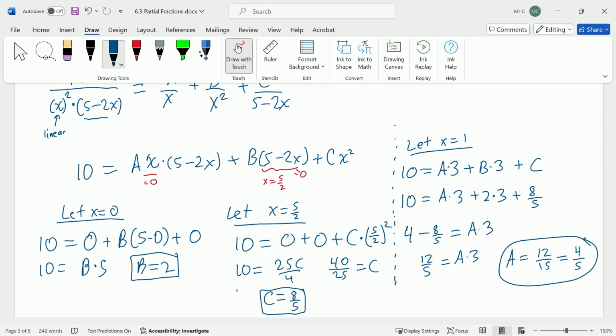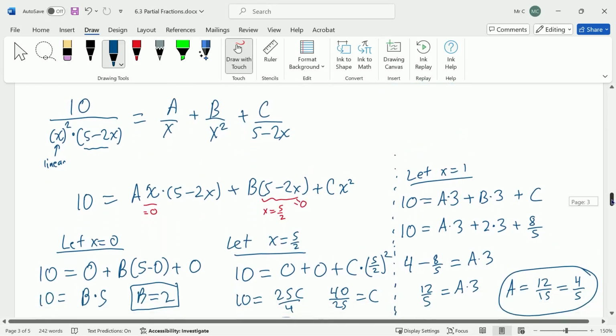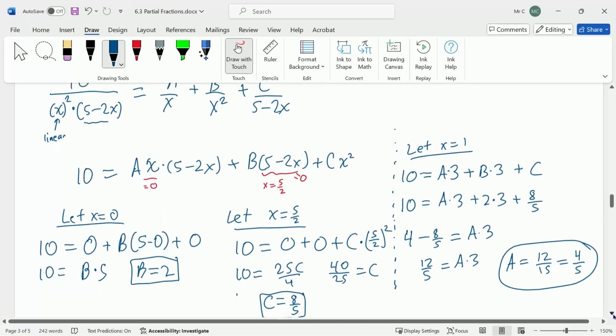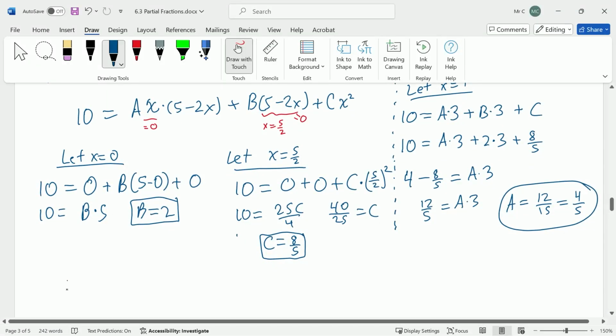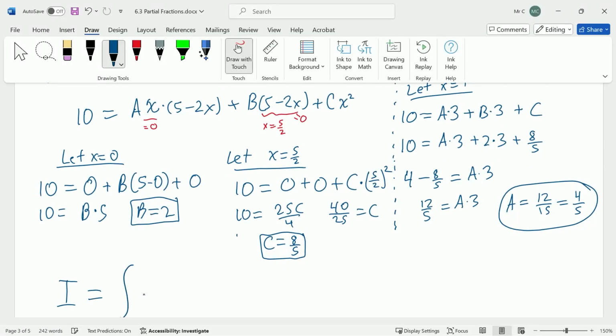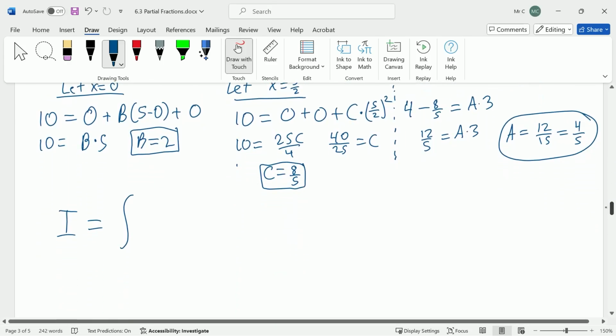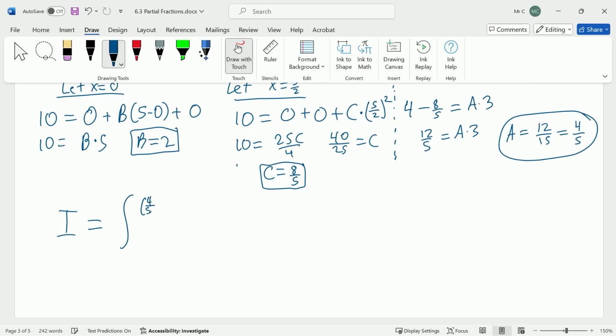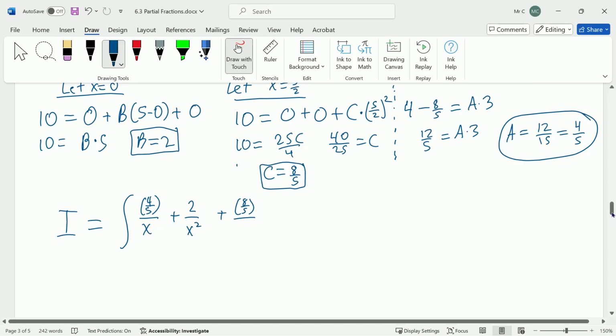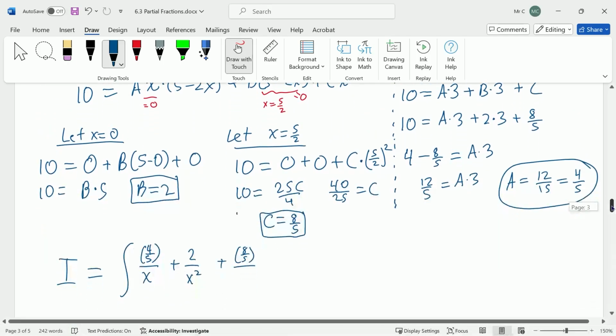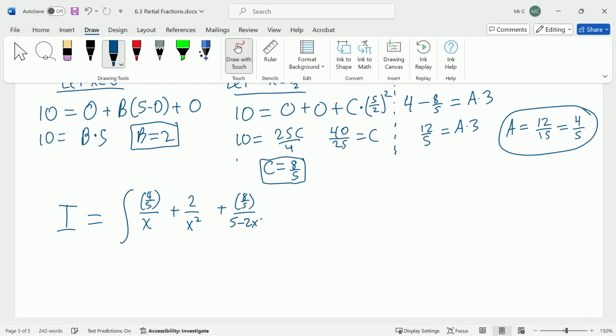So a decent amount of algebra in these problems, that's pretty unavoidable. But now we can write out our partial fraction decomposition and rewrite our integral with it. So the integral becomes a over, so for a, that was over x. So 4/5 over x plus b, that was 2 over x squared, plus c, that's 8/5 over, and let's see, what was our other linear factor again? 5 minus 2x. 5 minus 2x.